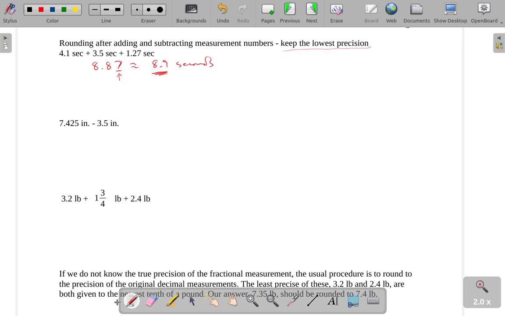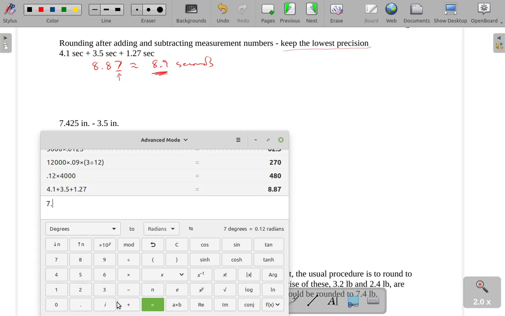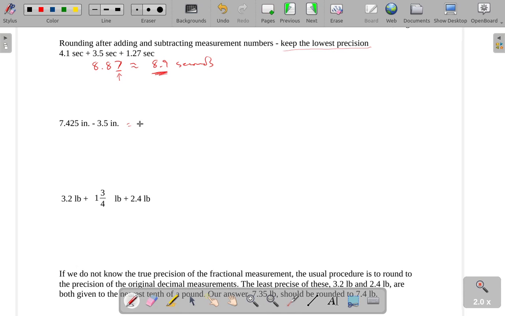The same thing goes on this one. 7.425 minus 3.5: the exact value before rounding is 3.925. But again, this is implying more precision than we actually have. We need to round this off to the nearest 10th, so I'm going to cut that stuff off, and we're going to call this approximately 3.9 inches.